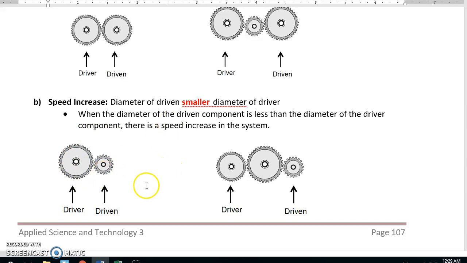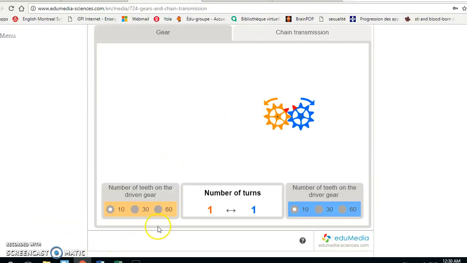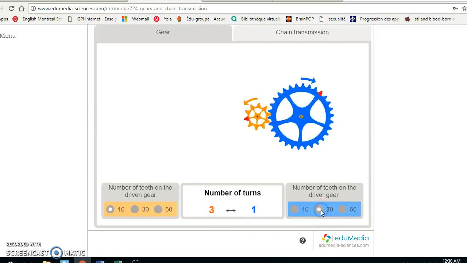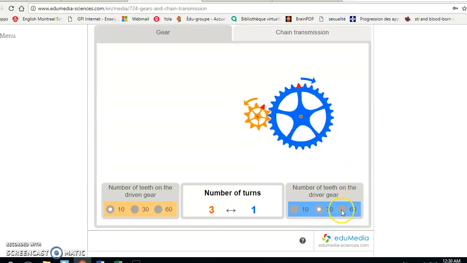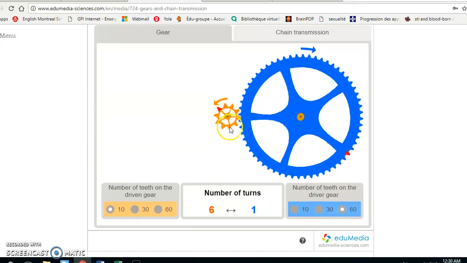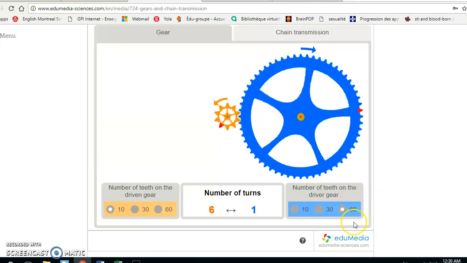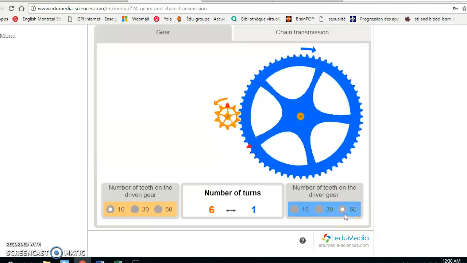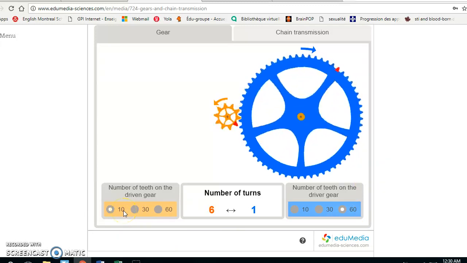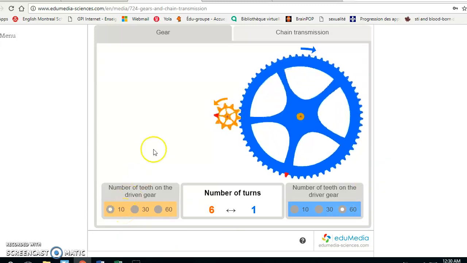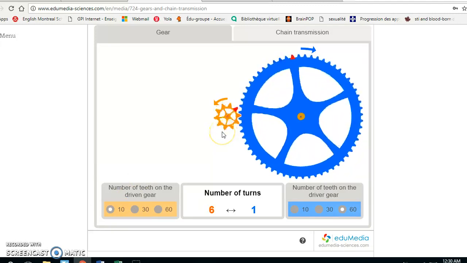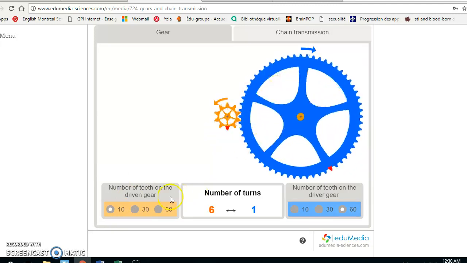So let's take an example. Back to this: the driven remains small, but we will make the driver larger. Notice the driven is a lot faster. And we increase the size of the driver even more. You see that? The speed is increased by a lot. To calculate, we take the number of teeth of the driver, 60, divided by the driven, 10, which gives you a ratio of 6. This means that the driven gear goes 6 times faster than the driver.